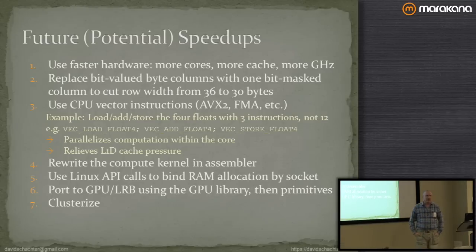Those bit-valued columns, those byte columns are actually bits. You could combine them all into a single byte and then pull that data out later. That would cut your row width from 36 to 30 bytes. I actually tried that on some early versions, and it slowed things down, which is surprising, because the cost of pulling the bits out is just a single and that should have been hidden. That should be 0 cost. It wasn't. It would be interesting to try that again with the current version of the code.